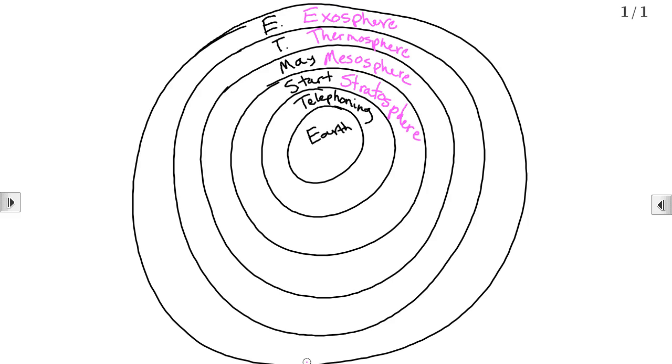And then telephoning stands for the layer of atmosphere that we actually live in, which has weather and most of the gases: the troposphere. So E.T. may start telephoning Earth. E is for exosphere, T is for thermosphere, M is for mesosphere, S is for stratosphere, and this T is for the troposphere. Okay, so those are the words that are the layers.